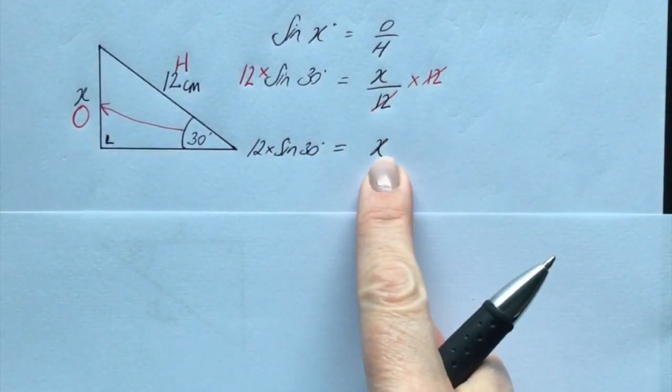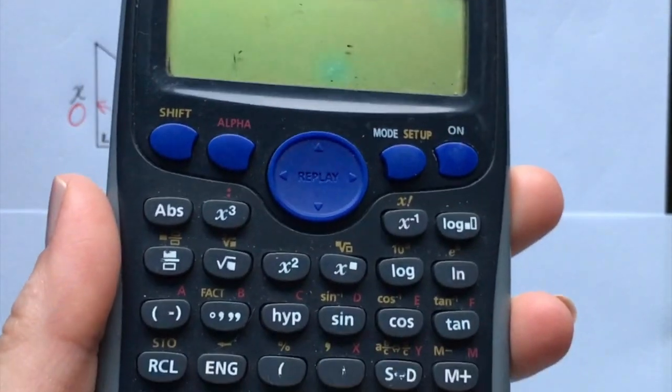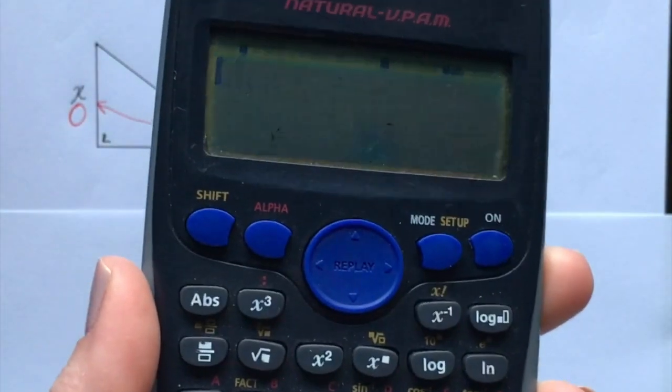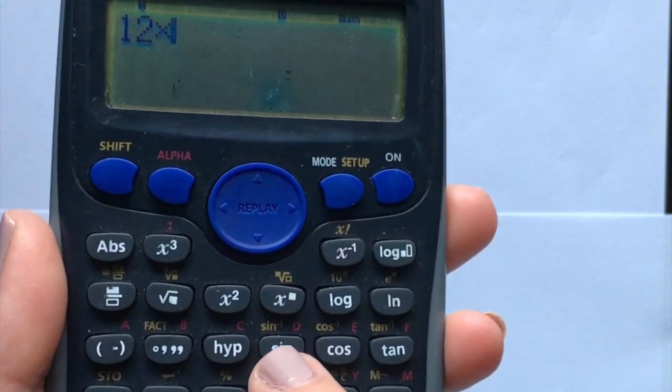Now I've got x on its own here on the right hand side. So what I'm going to do now is I'm going to put that in on the calculator. So I type in 12 times, and then there's sine, do you see right there?